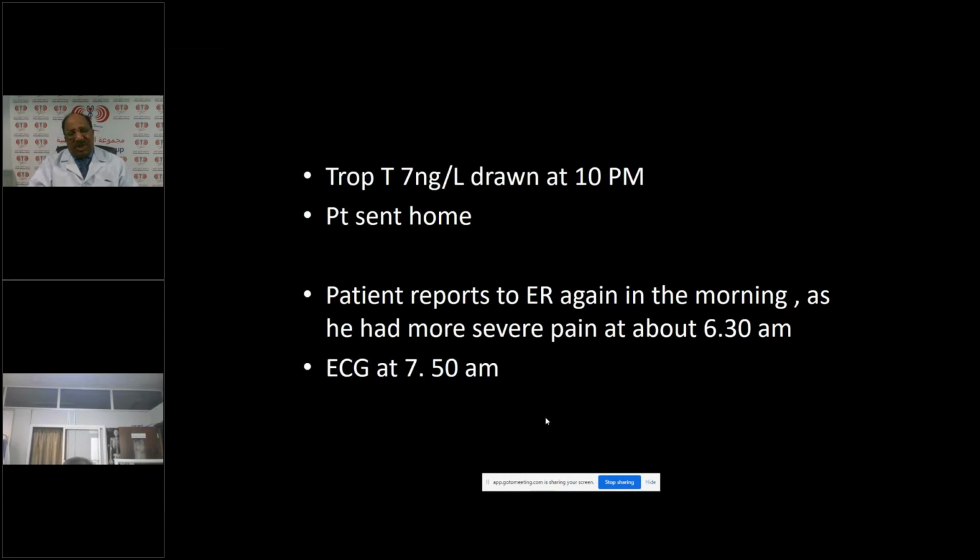The troponin was 7 nanogram per liter, drawn at 10 p.m. The patient's pain was at 9 p.m. The troponin was drawn at 10 p.m. and the patient was sent home.